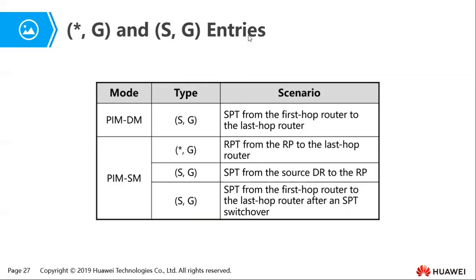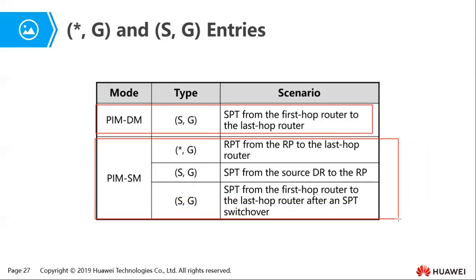So generally, this is what I said earlier, that PIM-DM only supports a specific source. You have to specify a specific source. While on PIM-SM, you can use any source or use a specific source.